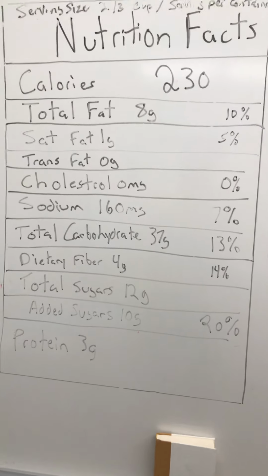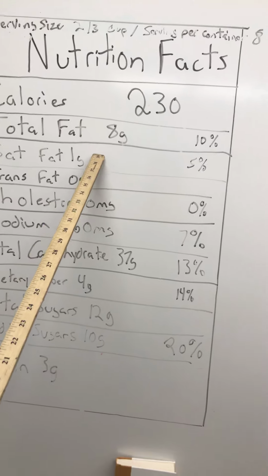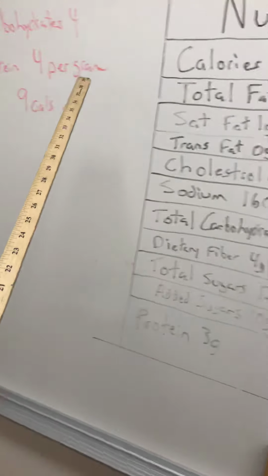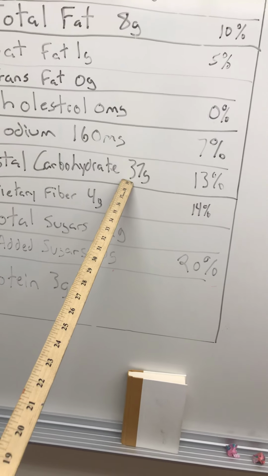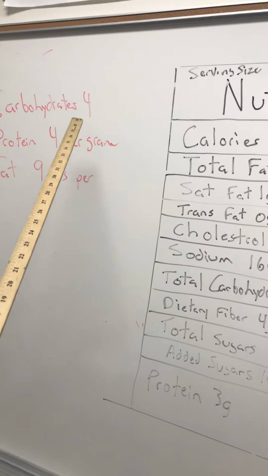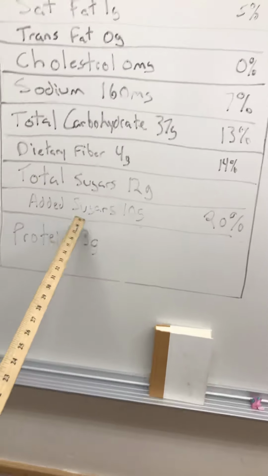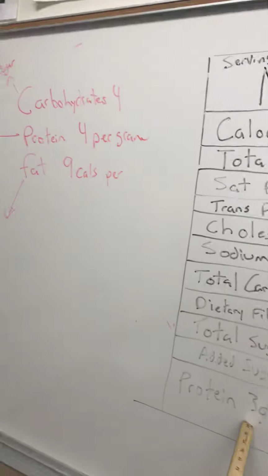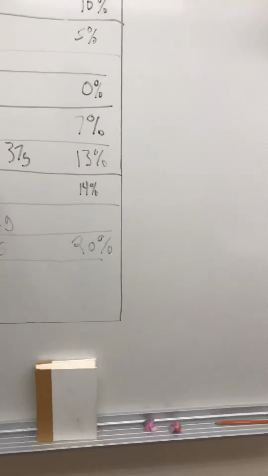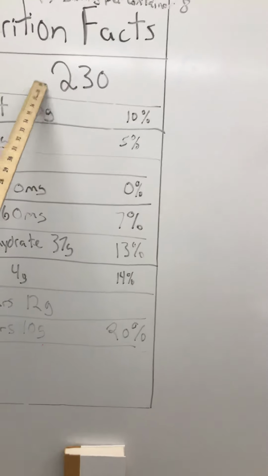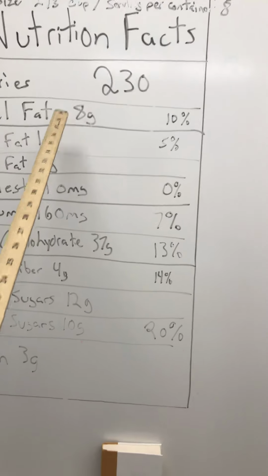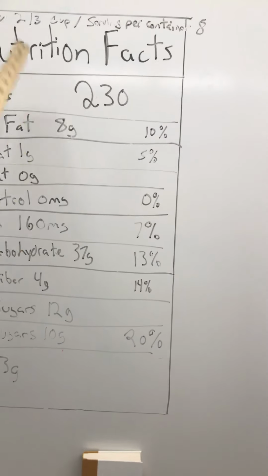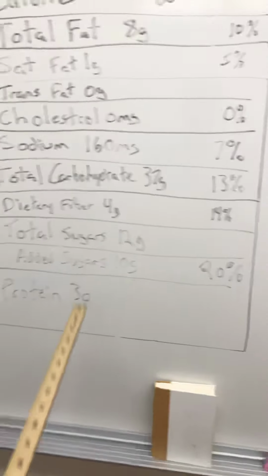Now, if you take a look at all of these, total fat is 8 grams, so you take 8 times 9 to give you a result. You then take the carbohydrates, 37 times 4, since there are 4 calories per gram, and then you take protein times 4 as well, which would be 12. Then you add up the whole numbers, and it should equal 230. So when people do the nutrition facts label, they take the results of all the macronutrients, multiply them, and that gives you the result.